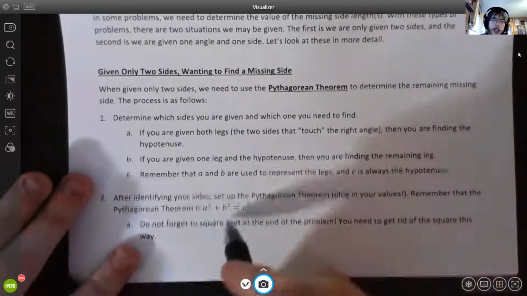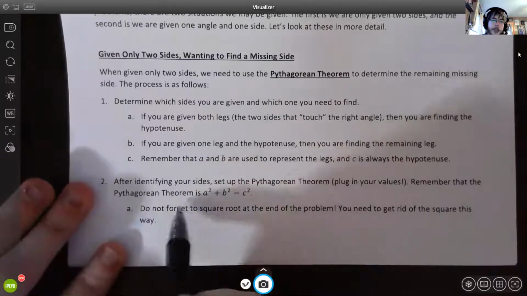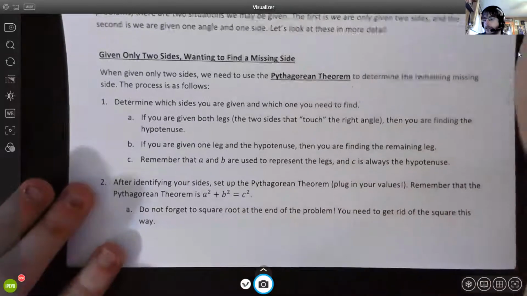Okay. Then you would solve it after you plug everything into the Pythagorean theorem. And don't forget, the last step is to square root. Okay. You have to square root.